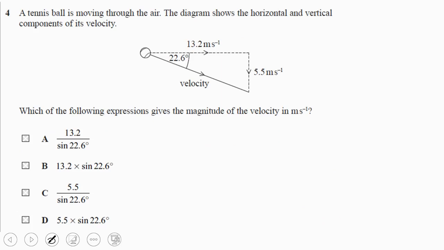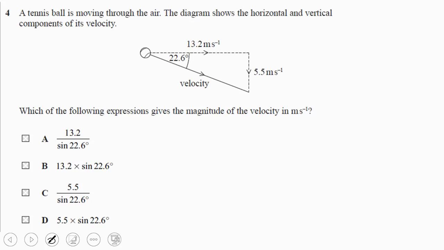Okay, next question 4. A tennis ball is moving through the air. The diagram shows the horizontal and vertical components of its velocity. Which of the following expressions gives the magnitude of velocity in meter per second? It is a right angled triangle, right? One of the angles is given, that is 22.6 degrees.